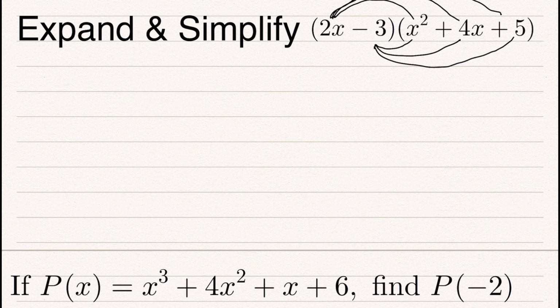2x times x squared is 2x cubed. 2x times 4x is 8x squared. 2x times 5 is 10x. Negative 3 times x squared is negative 3x squared. Negative 3 times 4 is minus 12x. Negative 3 times 5 is negative 15. Now we can add like terms. There's only one x cubed, but there are two x squared values. And there are two x values.